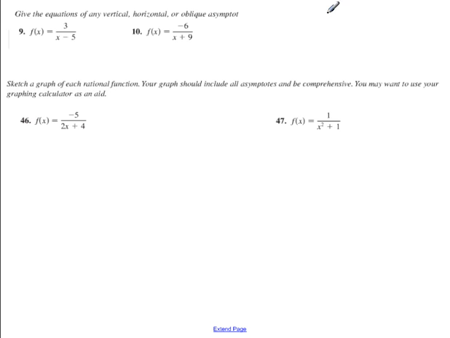And these are problems from section 4.2 that I have brought in here. It says give the equations of any vertical, horizontal, or oblique asymptotes. Well, we're not talking about oblique asymptotes here. That's whenever the degree of the numerator is exactly one more than the denominator, but you don't have to worry about all that. Vertical asymptotes are where it's undefined, so that's going to be at x is equal to 5 and at x is equal to negative 9.